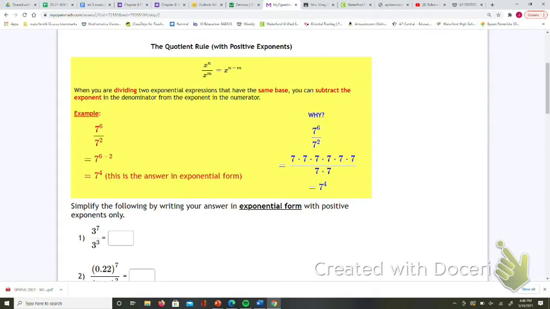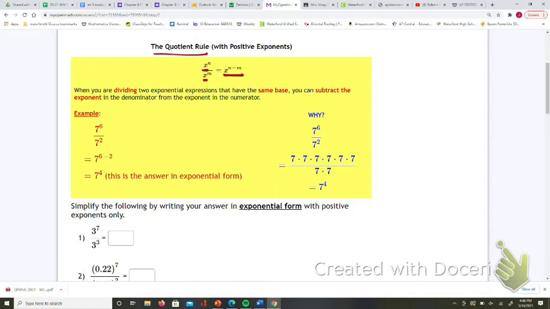Okay, now the quotient rule says if you're dividing your bases, so if you have some base x to the nth power divided by that same base x to the mth power, it equals x to the n minus m. So it tells you that you're going to subtract the exponents. So when you're multiplying the bases, you add the exponents. So you got to think, multiply and add, they kind of go together. And then if you're dividing the bases, you subtract the exponents. And dividing and subtracting kind of go together.